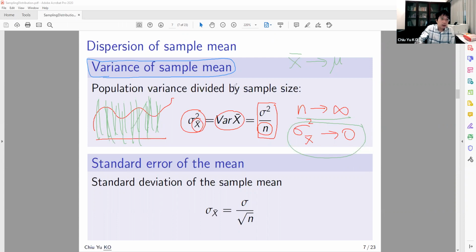And some notation: the term standard error of the mean means the square root of this. So we take a square root. Okay, so that's the definition. There's nothing to understand, you just need to know it. Okay.